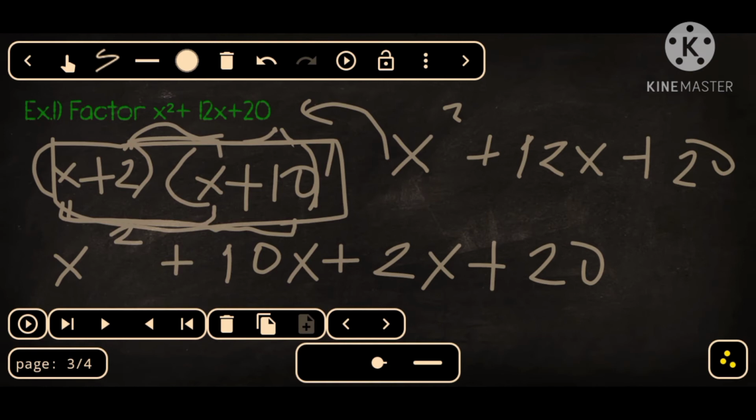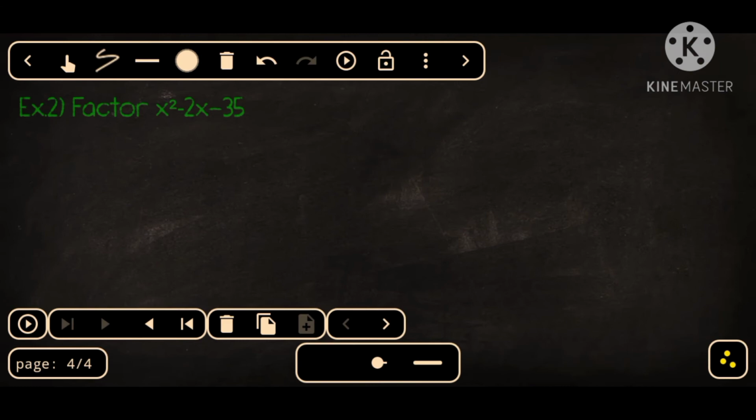Okay? So let's have another example. Factor x squared minus 2x minus 35. So again, what are we going to do? We are going to get the factors of 35. Okay, so negative 35. So we have 5 and 7. That is 5 times 7 is 35, or you can have negative 5 times 7 is negative 35, or 5 times negative 7 is negative 35.